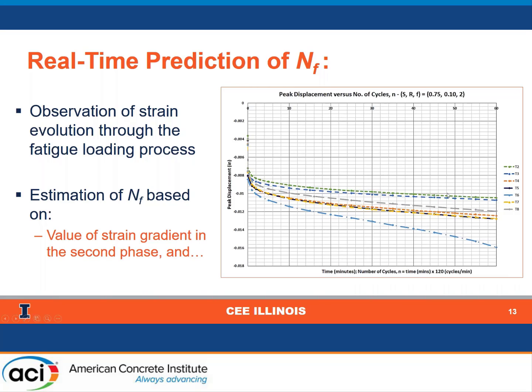One was the slope of this line. So what we show here are the peak displacements. From peak displacements, we went to peak strains, and from peak strains, we looked at the slope of the lines. Those are known as the strain gradients, as well as the magnitude of the peak strains at the end of the fatigue loading phase. Based on that, we would estimate what would be the failure number of cycles. Therefore, what proportion of failure number of cycles have we completed?